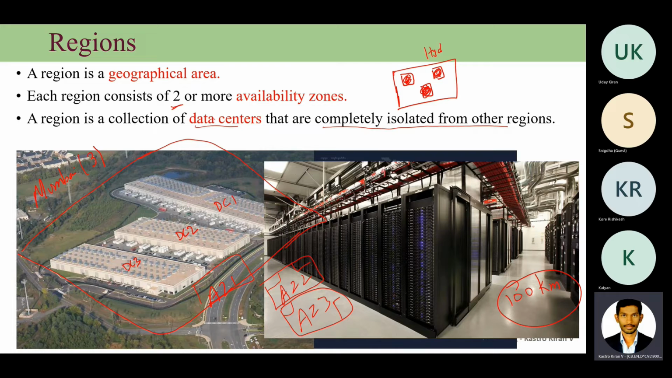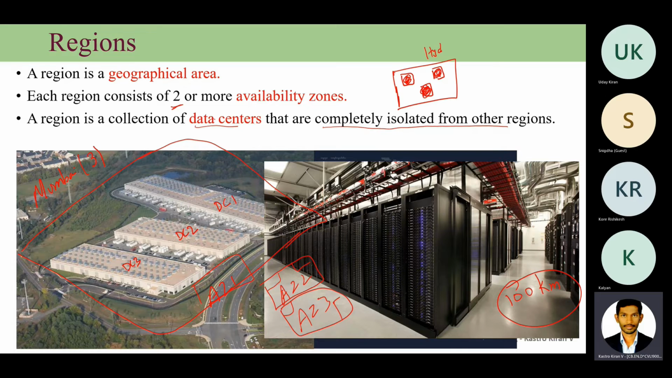Suppose you are keeping all the availability zones in the same location. If you got an earthquake in that location, there is a chance that all the availability zones might collapse. Or if there are huge floods or any huge destruction, it has to bear certain amounts, right? It has to have some safety regulations.